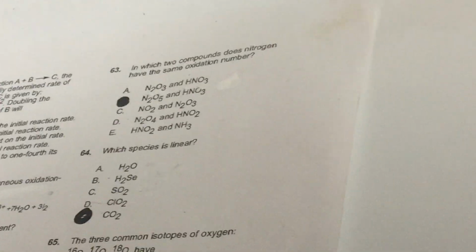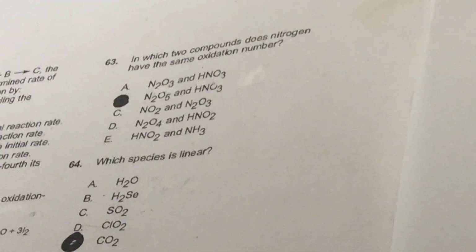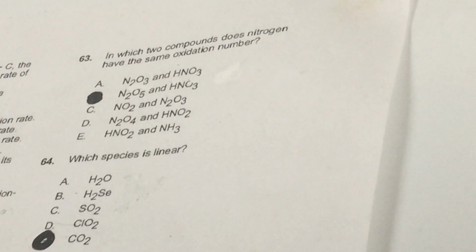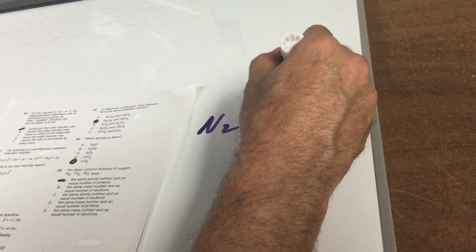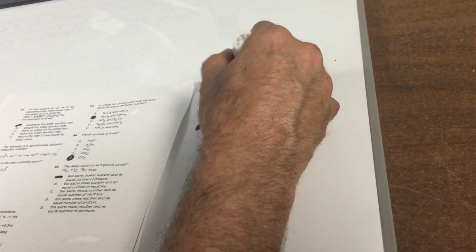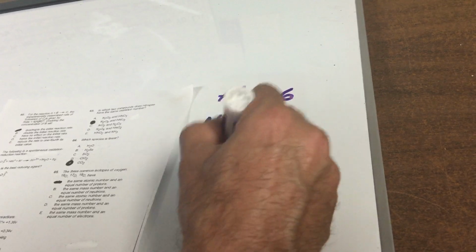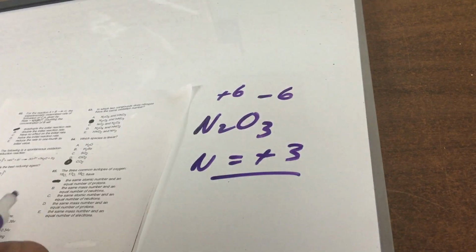Problem number 63. In which 2 compounds does nitrogen have the same oxidation number? I'll do A, and then you can do the rest. If you took a look at N2O3, each oxygen is minus 2, and there's 3 of them, minus 6. So this would be a plus 6 to balance it to 0, and there's 2 of them. So that means nitrogen would be in the plus 3 state.